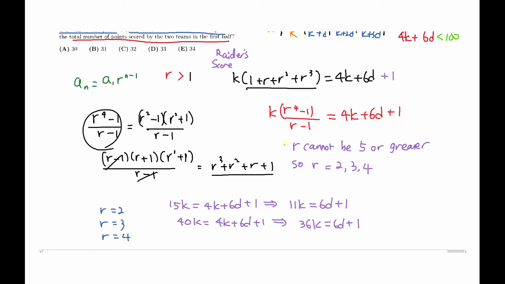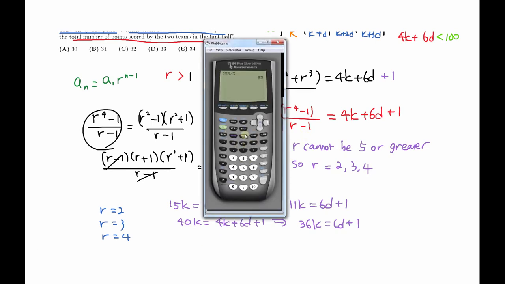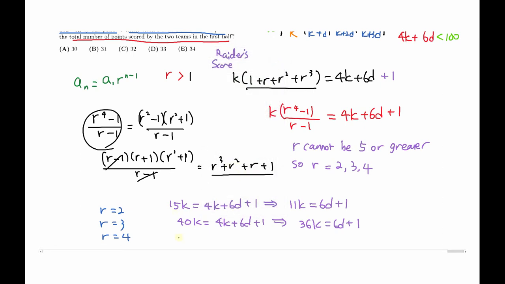What about r equals 4? When r equals 4, you get 256, or 255 if you subtract 1. 255 over 3, okay, I did that earlier. So 255 over 3, you get 85k. And then we write 4k plus 60 plus 1. So the like terms cancel out. 81k equals 60 plus 1.